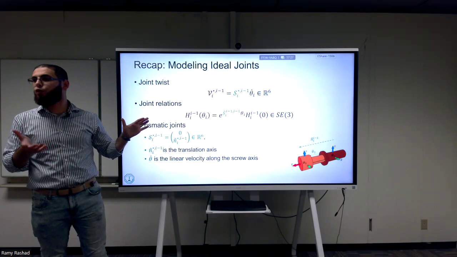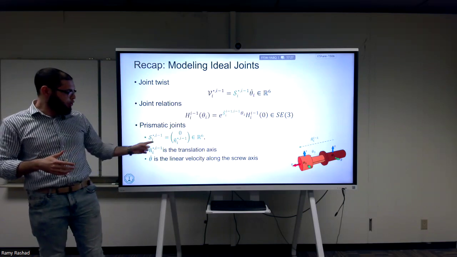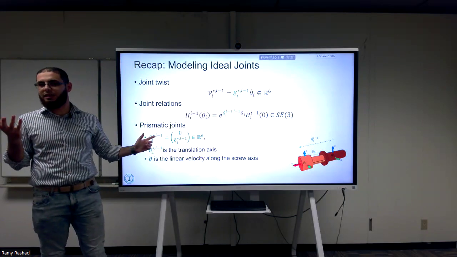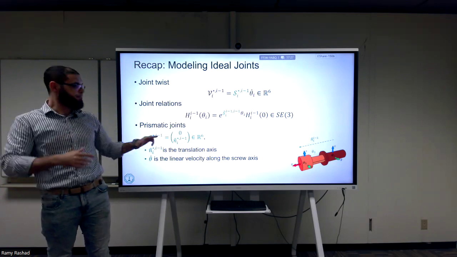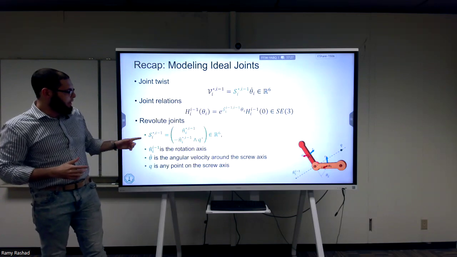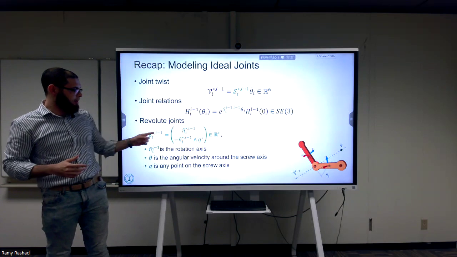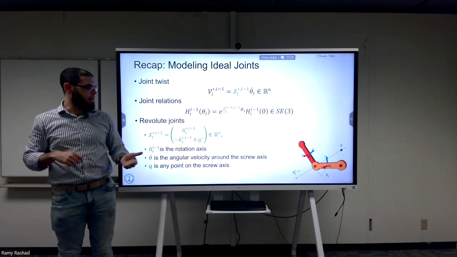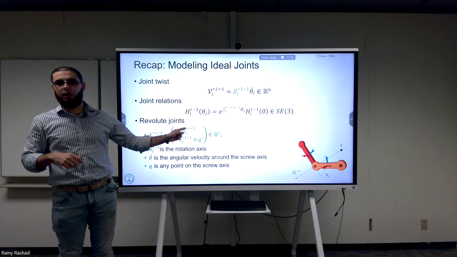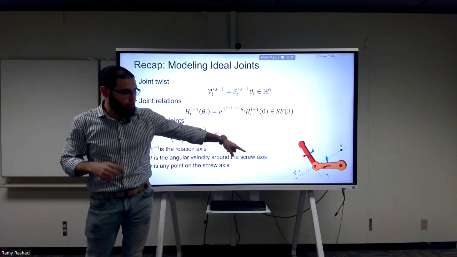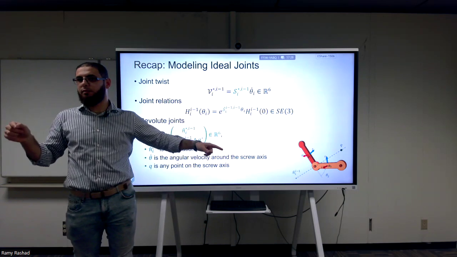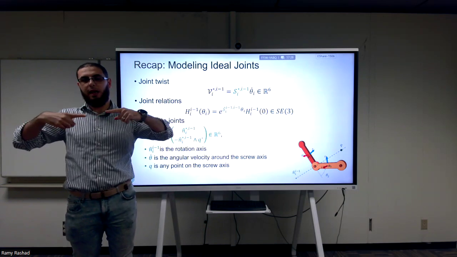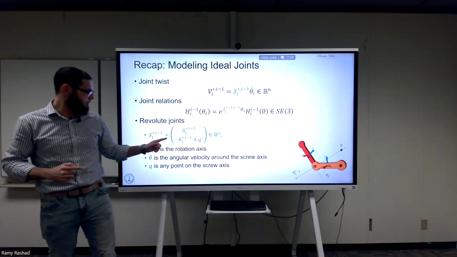When we have a revolute joint, the screw axis completely changes its meaning, or at least its form. What we're going to have is three numbers on the top and three numbers on the bottom, so it's 6 numbers in the end. The 3 numbers on the top are the axis around which this revolute joint is rotating. So again, it's now the revolution axis.